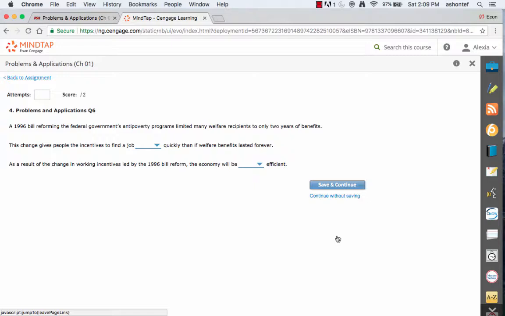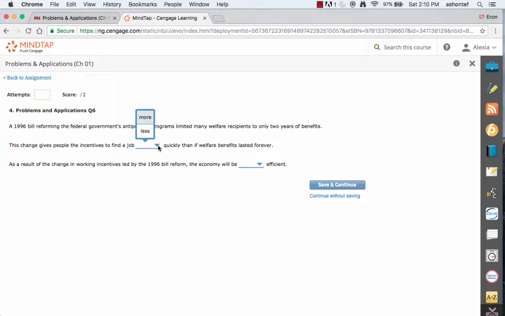So the question is asking, when that change took place, that the limited time of benefits people could receive capped out at 2 years, what potentially could that do to people's behavior? So it says this change gives people the incentives to find a job, blank, and then you can click on the arrow and it'll say either more or less quickly than if welfare benefits lasted forever.